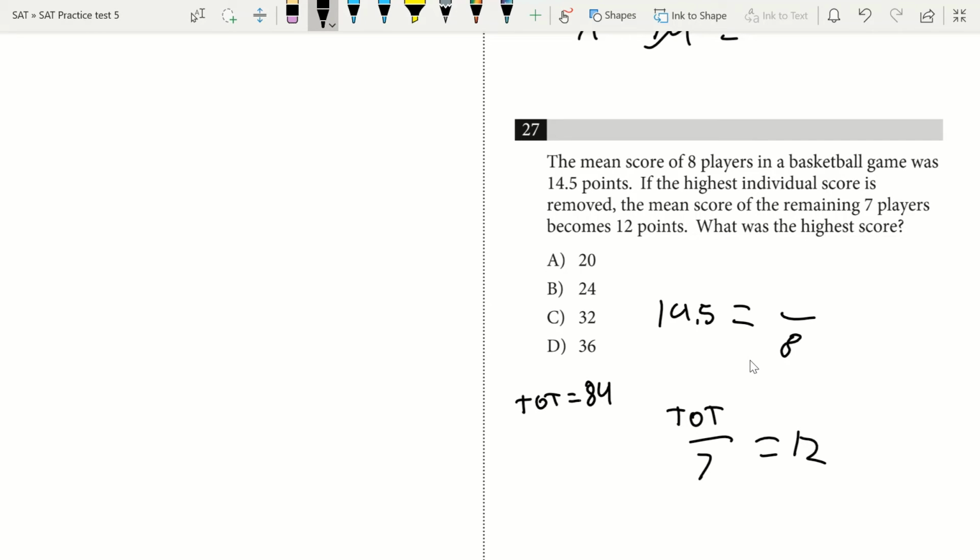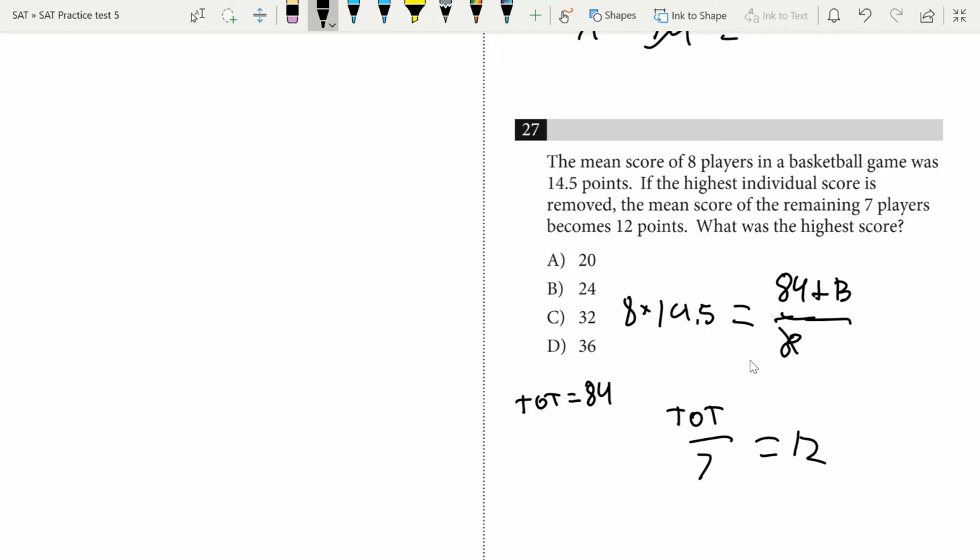Well, going back up here, I know that that 84 of those 7 players, plus my 8th player, which I'll call B, just to give me a value for it, right? That 8th player then scored B points. So now what I'm going to do is multiply 8 by 14.5, and then subtract that 84 to solve for B.